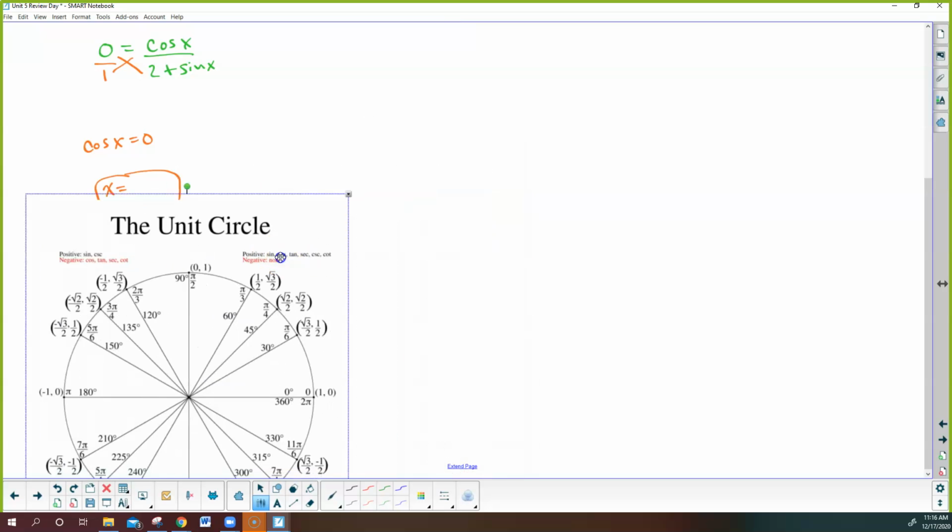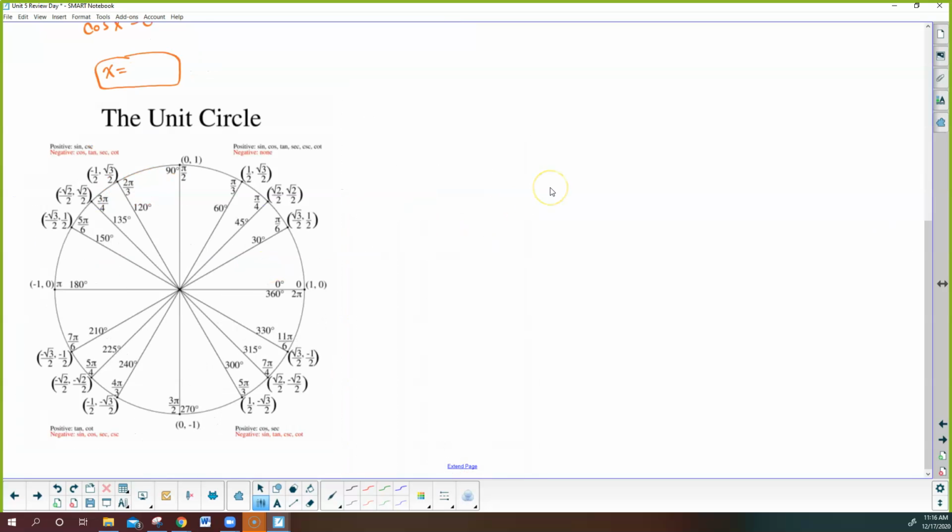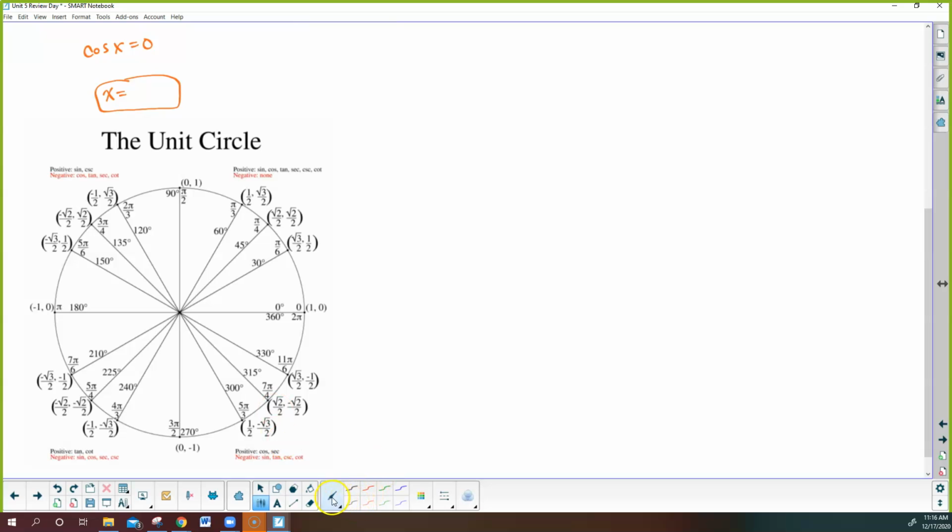And I'm going to do this down here so I have more room. So I have to figure out, when is cosine equal to 0? You do have to know that cosine is the x value. So when does the x value equal 0? Well, here and here. And I want to confirm something as well. By the way, the answers are the radians pi over 2 and 3 pi over 2.